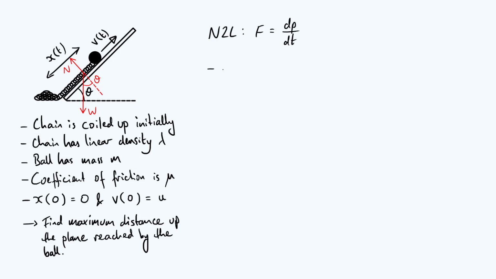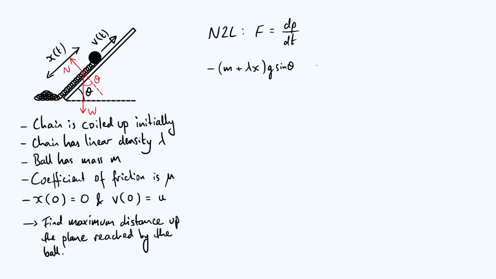So the weight is going to be the mass times g, but the mass is the mass of the entire system, which is moving up the plane, which consists of both m, the mass of the ball, but also the mass of the amount of chain which is already on the plane. And that's going to be lambda x by definition of lambda, right? Lambda is the mass per unit length. The length is x, so we multiply them together and add those to get the total mass of chain which is on the plane. Then I multiply that mass by g to turn it into a weight, and then we have to resolve it in the parallel direction by multiplying by sine theta.